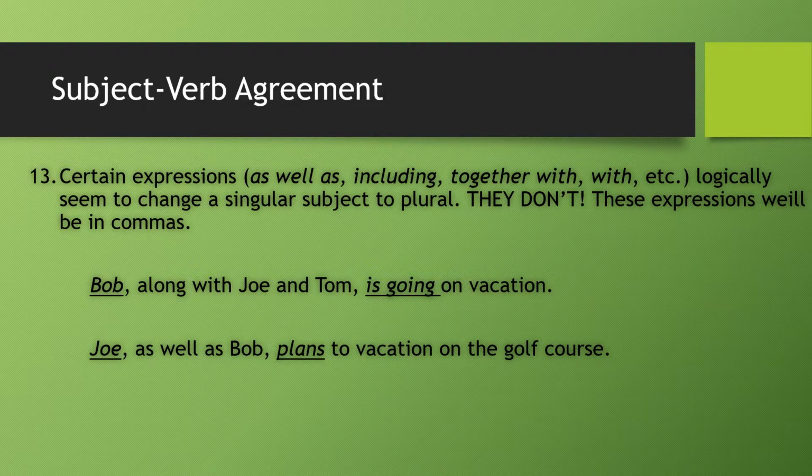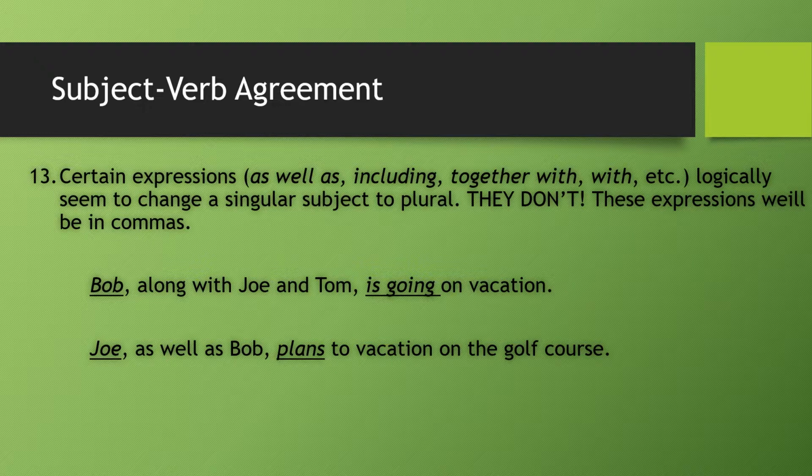Bob, along with Joe and Tom, is going on vacation. Now, it would sometimes seem to be the case that we would change that to a plural verb because we have three different people mentioned. But remember, that phrase offset by commas, along with Joe and Tom, is set off because it's not a part of the subject. Bob is the subject of this sentence. Bob is going on vacation.